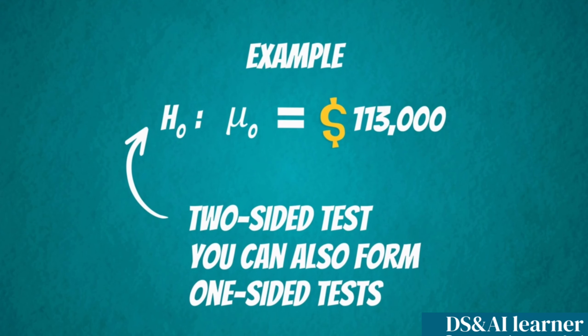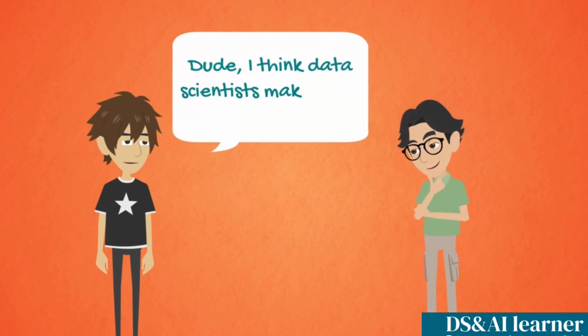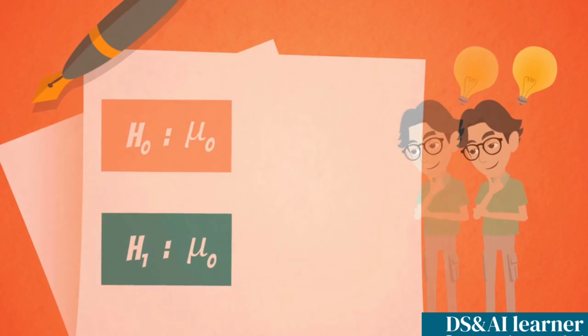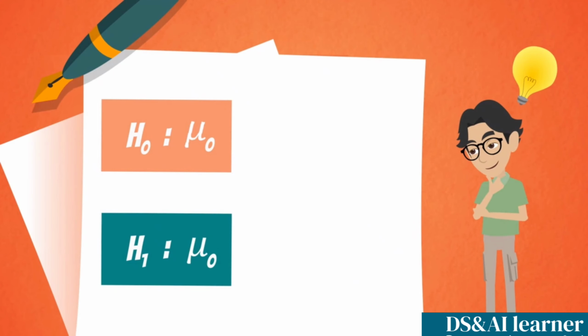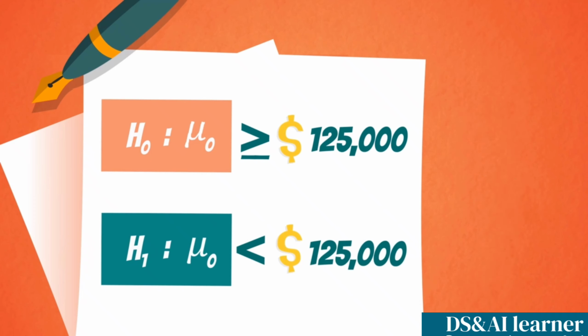You can also form 1-sided or 1-tailed tests. Say your friend, Paul, told you that he thinks data scientists earn more than $125,000 per year. You doubt him, so you design a test to see who's right. The null hypothesis of this test would be, the mean data scientist salary is more or equal to $125,000. The alternative will cover everything else. Thus, the mean data scientist salary is less than $125,000.